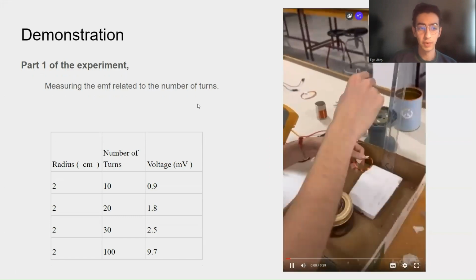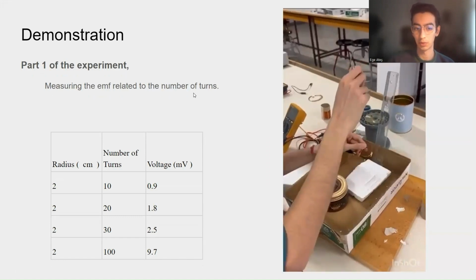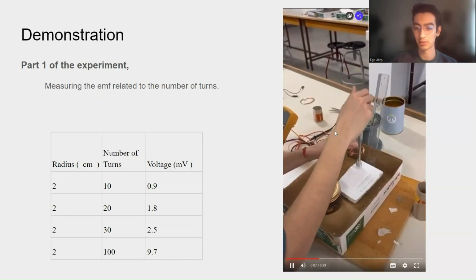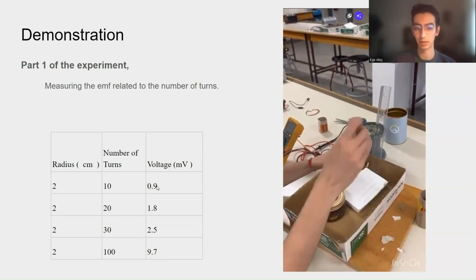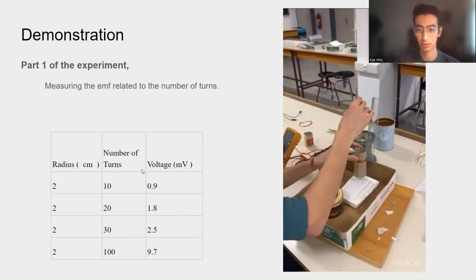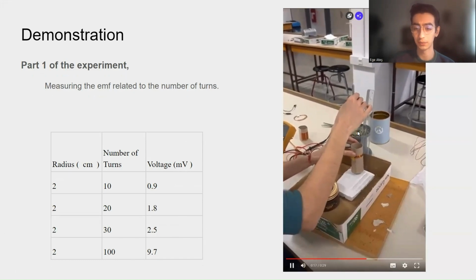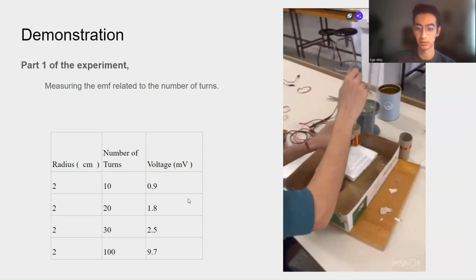In the first part of my experiment, I measured the EMF related to the number of turns. Here you can see me conducting the experiment with 4 different coils. I measured my EMFs and put them in my table here, as you can see. I did it for the 4 different coils with 10, 20, 30, and 100 turns.